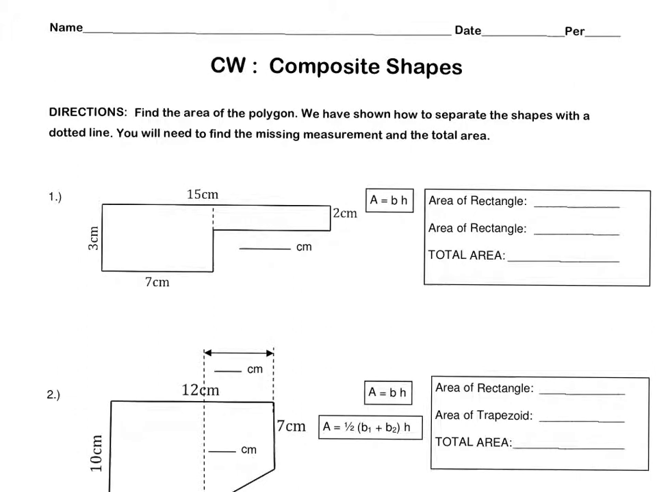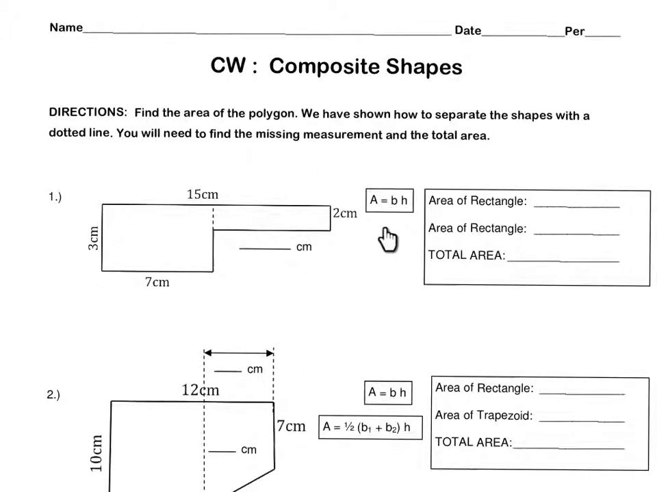For your classwork, what I want you to do is the second two. We'll do the first ones together, and we'll check these when you come into class tomorrow. So the first one is find the area of the polygon. We have shown you how to separate the shapes with a dotted line. You will need to find the missing measurement and the total area. And we even put the formula there in case you don't have your star chart.